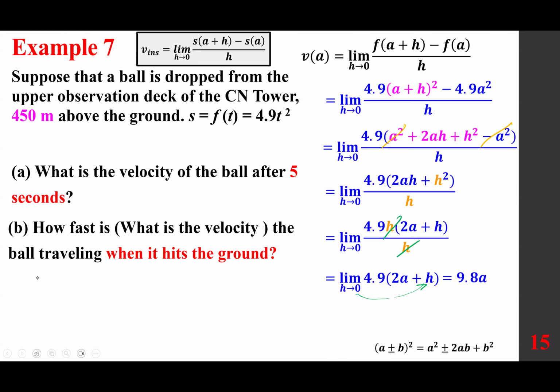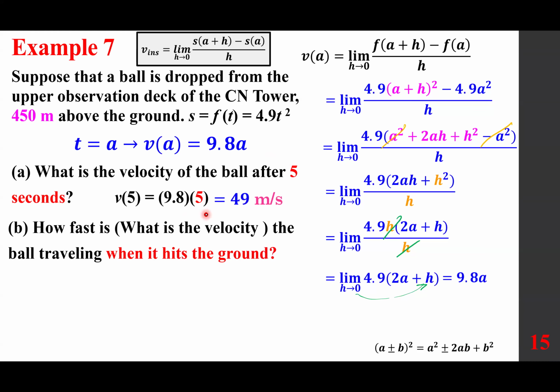Notice, we say whatever a is, the velocity of a is 9.8a. So t equals any number a, v of a is 9.8a. So for this one, what is a? 5. So 9.8 times 5, 49 meters per second.